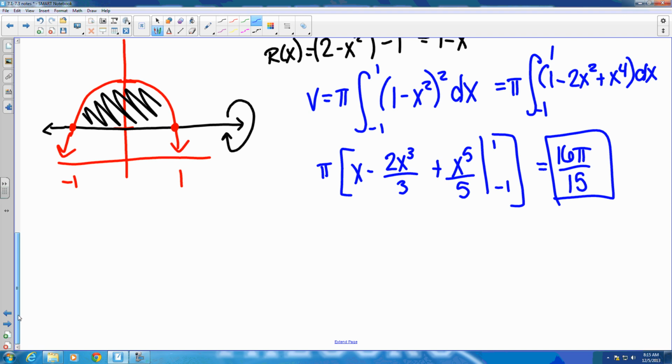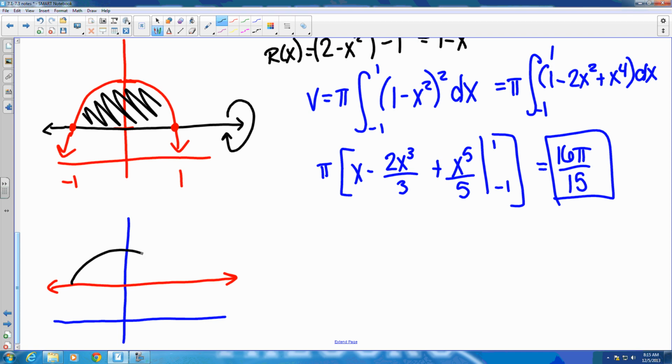Again, let me just show you kind of what this would look like if it was flipped. Okay, so here's y equals 1. So pretty similar to the last one. It would be kind of like a football flipped over the line y equals 1.